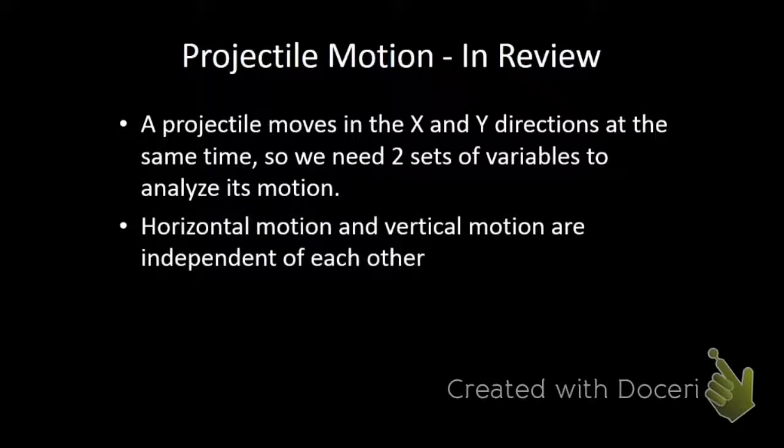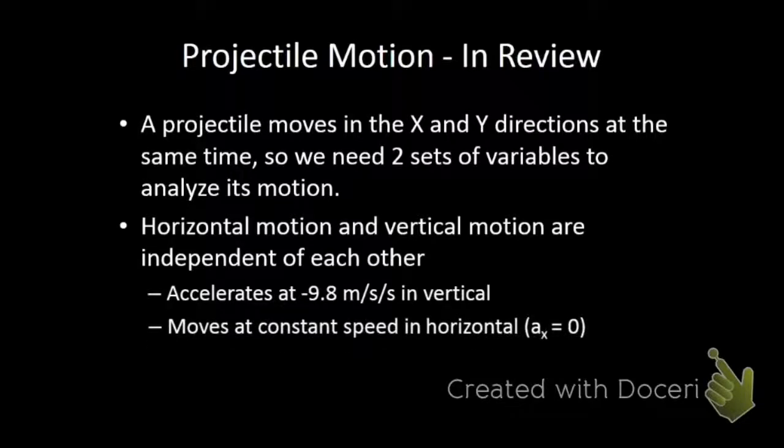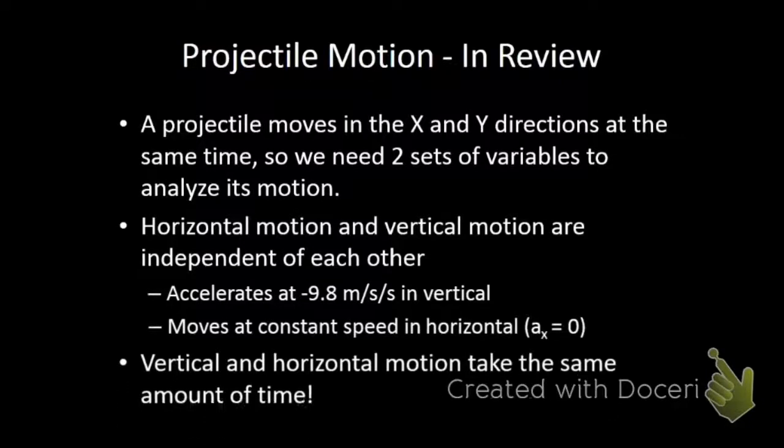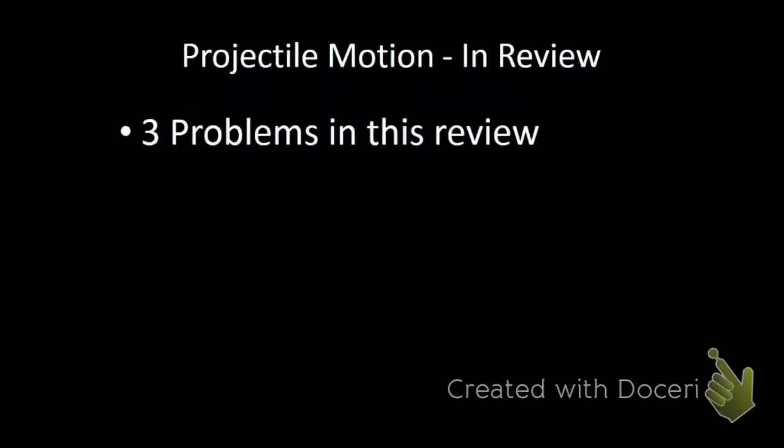The horizontal motion and the vertical motion are independent of each other, so we're going to need to treat them like two separate problems. There are a couple of features that every problem will have, though. The acceleration will always be negative 9.8 meters per second squared in the y direction, and the acceleration will always be 0 in the horizontal direction because the object will be moving at a constant speed. And one thing that they will share is that the vertical motion and the horizontal motion will take the same amount of time, so they always have the same t.